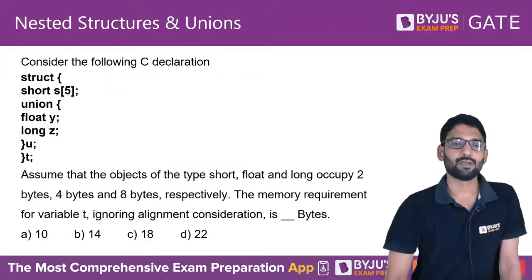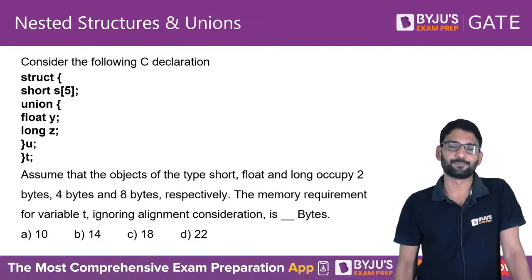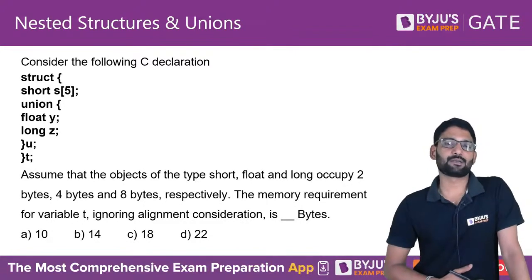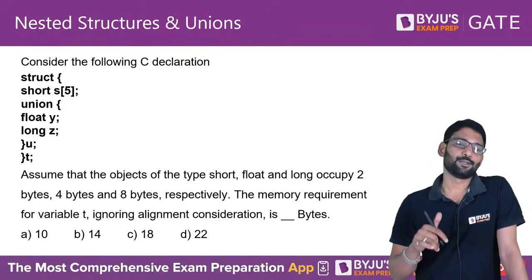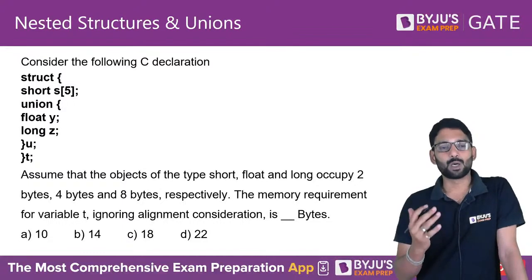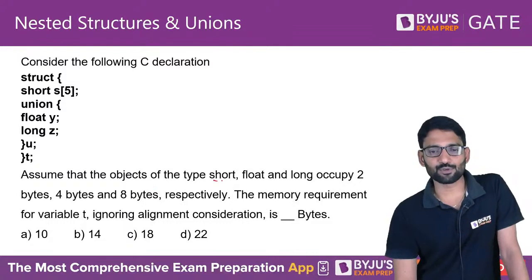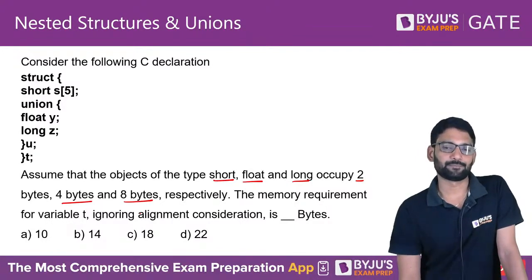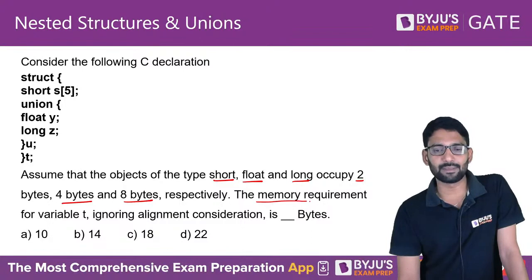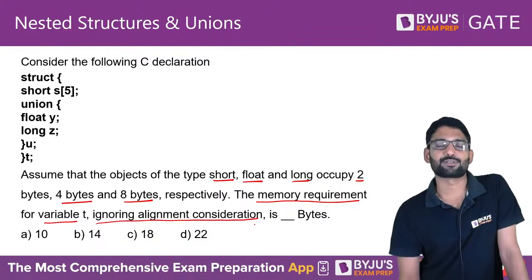Okay. Now, look at this question. It's a GATE question, dear friends. Consider the following C declaration: struct { short s[5]; union { float y; long z; } u; } t; Assume that objects of the type short, float and long occupy 2 bytes, 4 bytes, 8 bytes respectively. The memory requirement for variable t, ignoring alignment considerations.